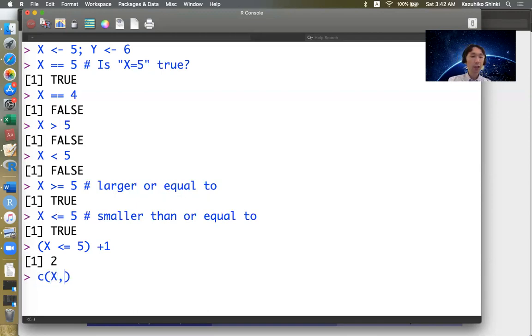And logical operations can be applied to vectors. Whether x and y are larger than 6 and 5, so this means x is larger than 6 and y is larger than 5. So R judges these two statements. The first one is false, the second one is true, since x is 5 and y is 6. And actually, it returns false and true. So we can do multiple logical operations at once.